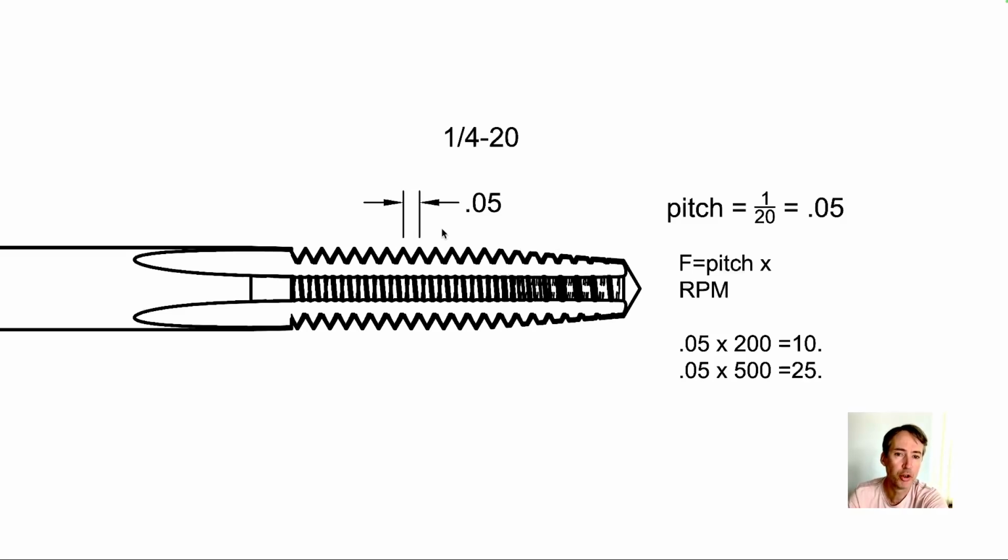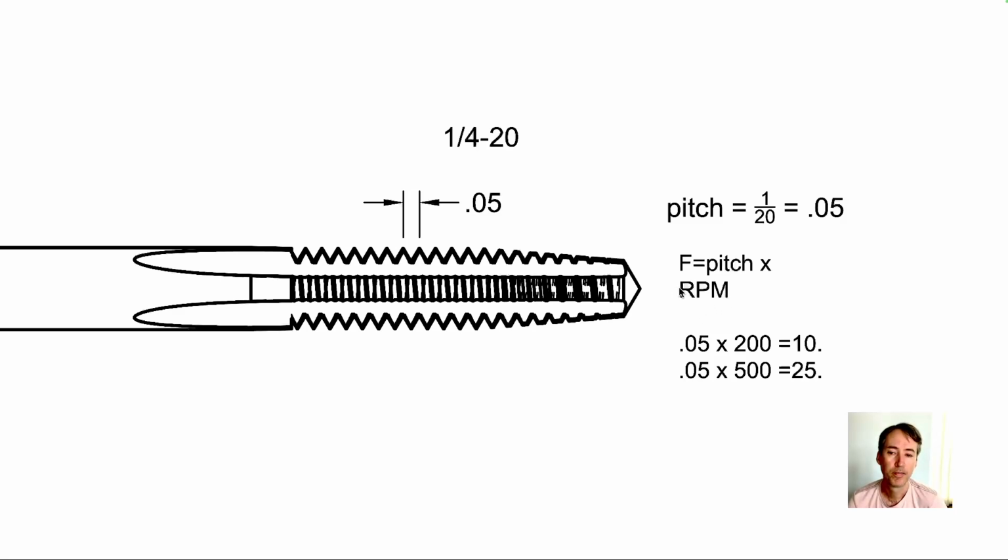In machining, we're usually more concerned with the pitch. The pitch is the distance from one thread to the next. The way you calculate your pitch is just 1 over your threads per inch. So for a 1/4-20, that's 1 over 20, which is 0.05, matching this number here. Your feed rate is going to be your pitch times your RPM.